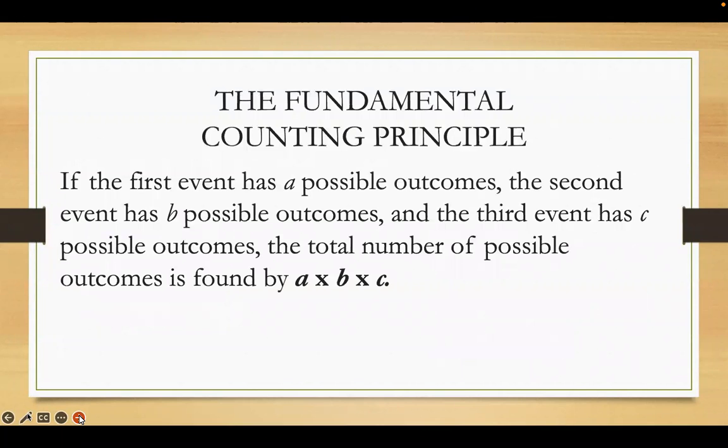So the fundamental counting principle says, if the first event has A possible outcomes, like 12 colors for a car, and the second event has B possible outcomes, like 2 transmissions, and the third event has C possible outcomes, like 2 engines, well, we could say the total possible outcomes is found by multiplying 12 times 2 times 2, right? We multiply those things together, and it doesn't matter how many we have. We simply multiply all of our possible outcomes together, and that gives us our total number of outcomes. Now, this does assume that we're only taking 1 from each category, okay?